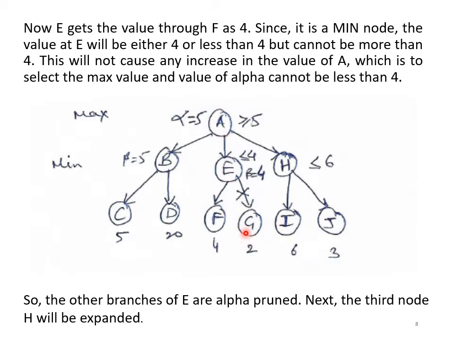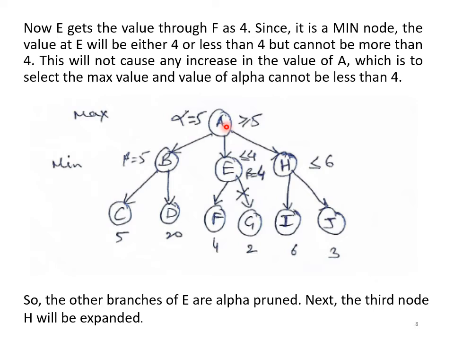So this is called alpha cut. So you can prune this node further downwards of E. So the other branches of E are also pruned. Next, the third node H will expand.